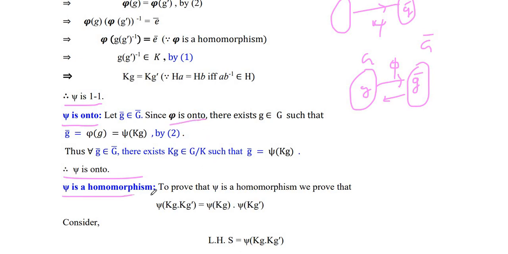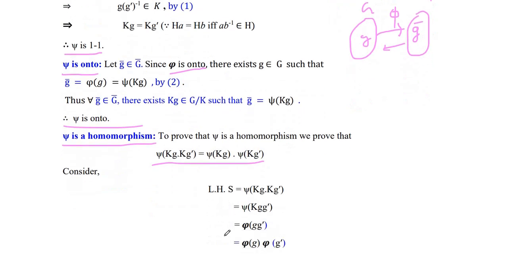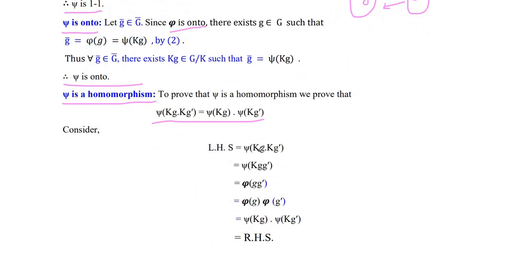Next, we have to show that psi is a homomorphism. So to prove that psi is a homomorphism, we have to say that the operation is preserved. That is, psi of Kg dot Kg prime is psi of Kg dot psi of Kg prime. So we consider LHS. To prove homomorphism, what is to be proved is to be written first, and then you consider the LHS and try to establish that it is the RHS.